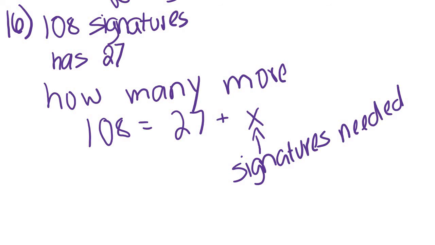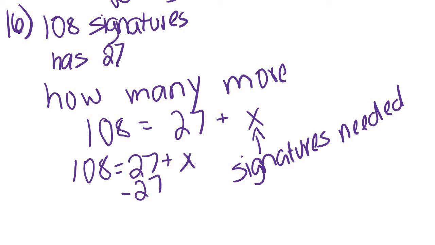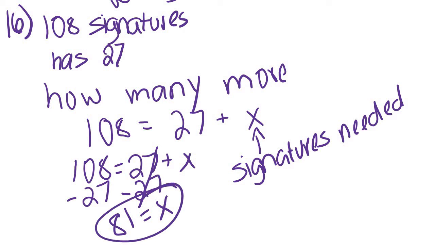Oh, and we need to solve the equation as well. All right, so we have 108 is equal to 27 plus x. That x is not by himself, he's hanging out with a positive 27. So we're going to subtract that 27 over there. What we do to one side of the equal, we have to do to the other. These two cancel. 108 minus 27 is going to be 81. So x equals 81. That's how many signatures she still needs.